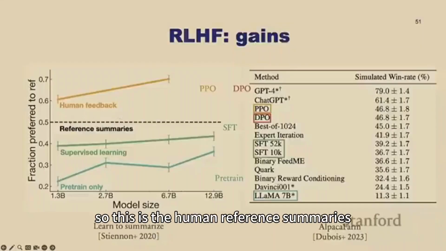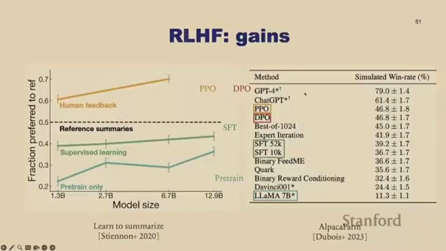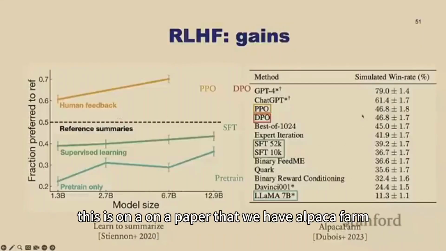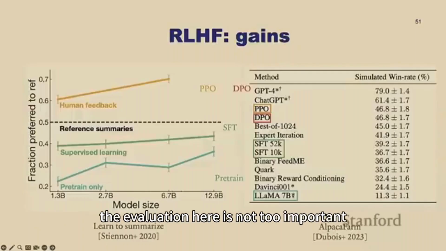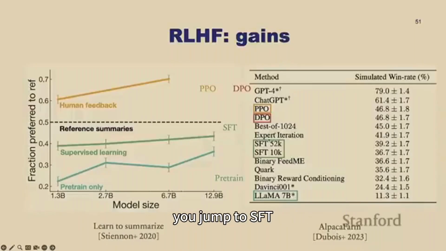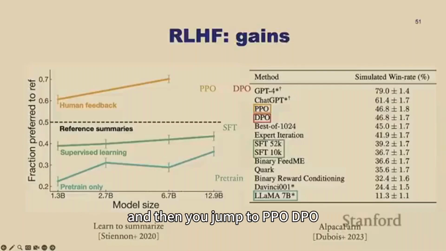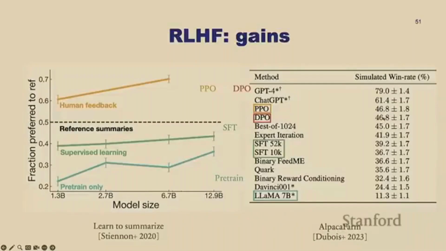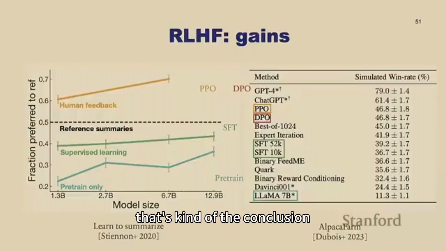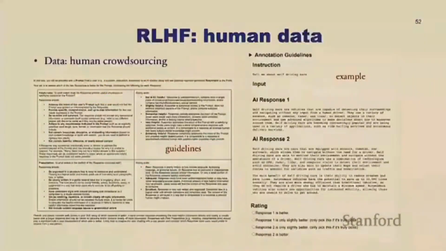So this is the human reference summaries. Same thing on a paper that we have, Alpaca Farm. The evaluation here is not too important, but you see the pre-trained model, you jump to SFT, and then you jump to PPO and DPO, and PPO and DPO have the exact same performance. So basically, RLHF helps. That's the conclusion, and DPO is simple.